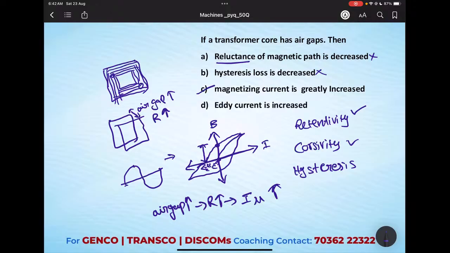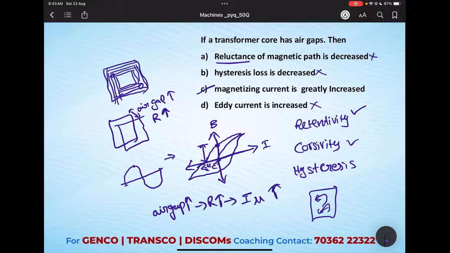I think Ramesh gave the correct answer. We will see the last option also. Eddy current is increased. You might have studied in theory classes, eddy current is nothing but the losses created due to the circulating currents in the core. But the circulating currents will be inside the core only, not in the air gap. So eddy currents are also nowhere related to the air gap. So our option will be C. If air gaps are more, magnetizing current is going to increase greatly. The fourth option is also not correct. Only option C.